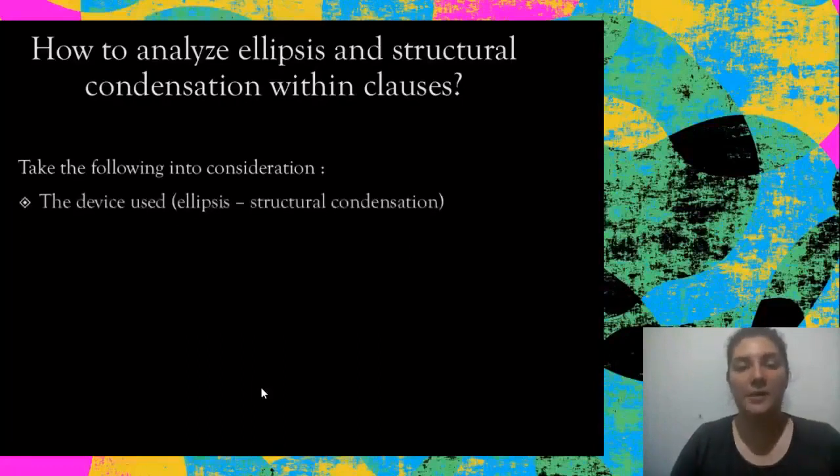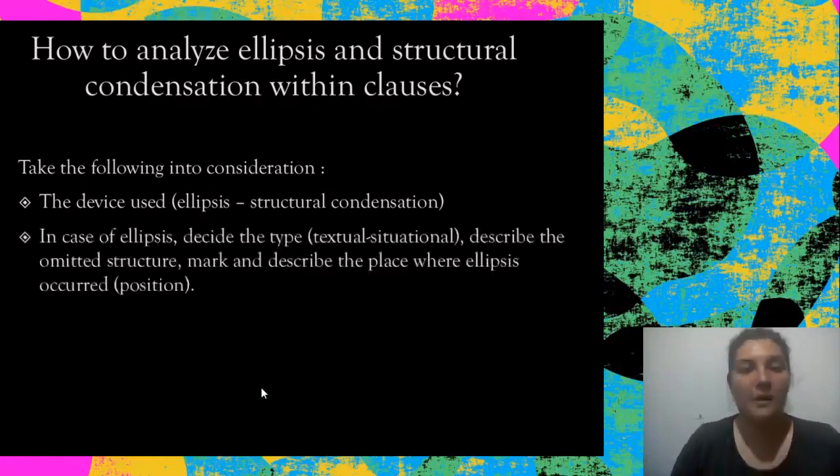First, you need to analyze which device was used to condense information or to reduce some information, either something that is missing in the case of ellipsis, or a structure that was changed by another new structure to condense the information. Once you have identified the device used, in cases of ellipsis, you need to decide the type of ellipsis. If the information omitted can be recoverable from the nearby text, you'll have textual ellipsis.